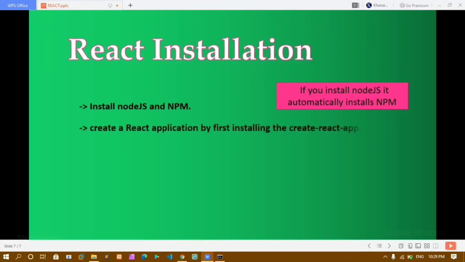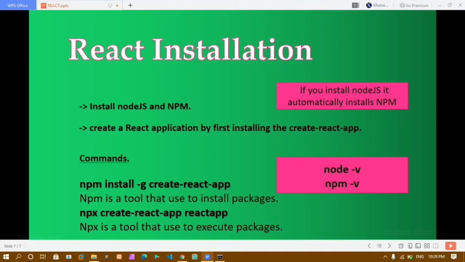Now once you are done with Node.js and npm, we have to create our React application, by first installing create React app. We have some commands. We checked the versions with node -v and npm -v, and if you get the versions properly, that means you have correctly installed Node and npm.